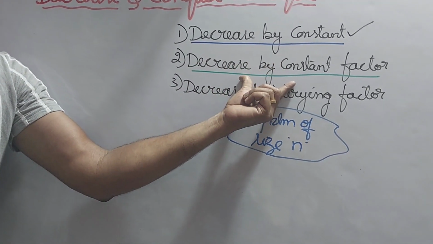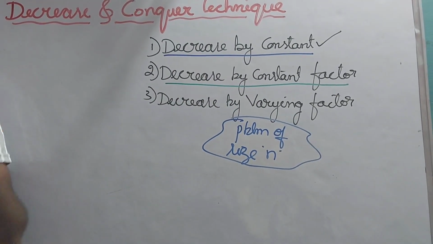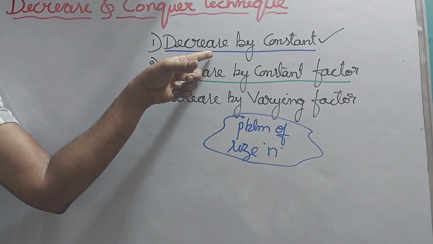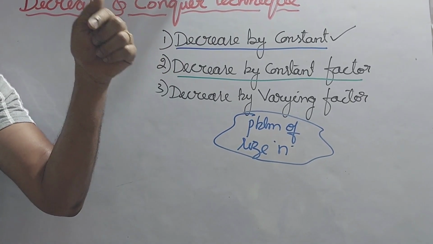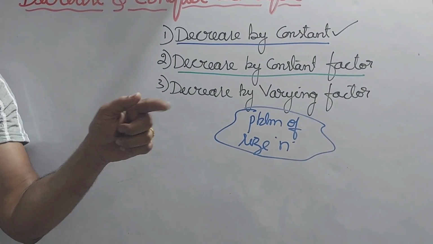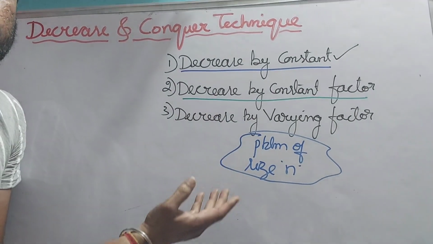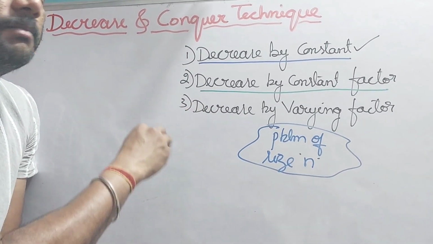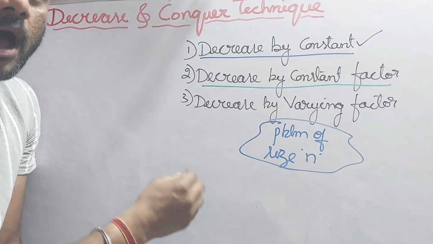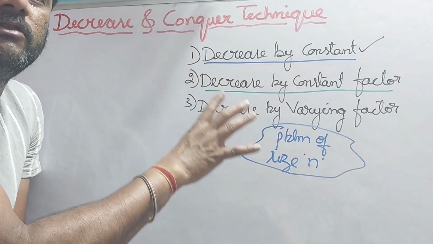Here we have some freedom. By how much we need to reduce, we can choose. That cannot be done in decrease by constant, because there every time we need to reduce by 1. Reduce means I need to subtract only, I have to subtract by 1 only. But in decrease by constant factor, I can subtract by 5, I can subtract by 10. That means I can reduce it by 10, by 8, by 15, or we can even reduce the problem size by performing division also.